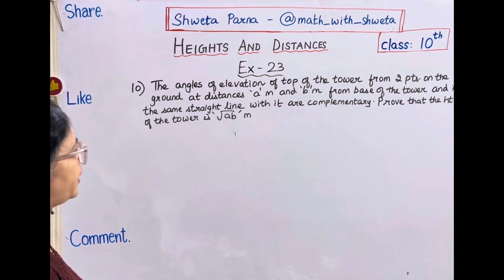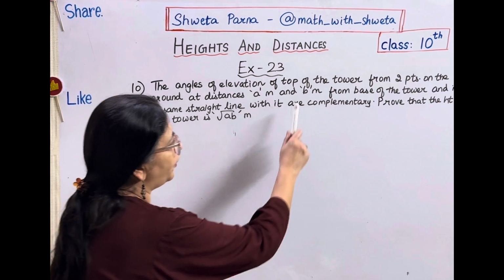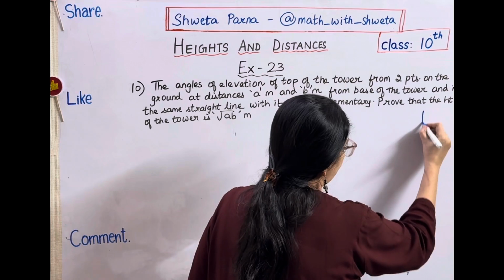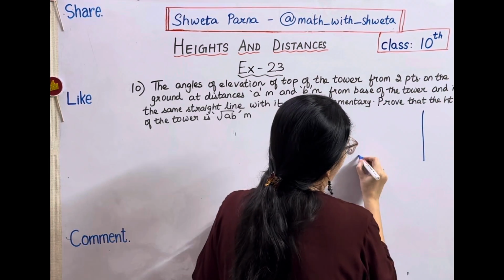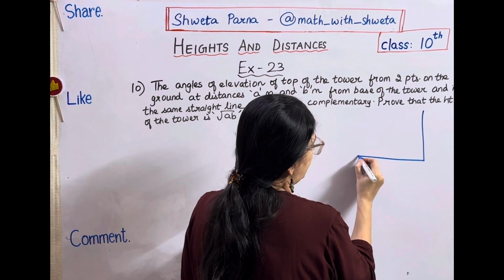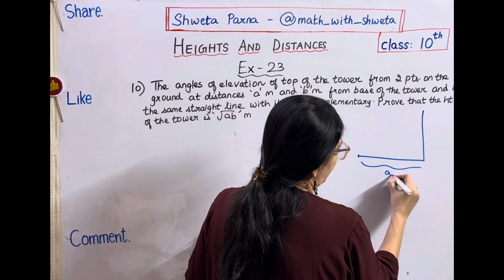Okay. Come, let's go to question number 10. The angle of elevation of the top of a tower. This is a tower, from 2 points on the ground at distance A. Say for example, this distance is A meters.